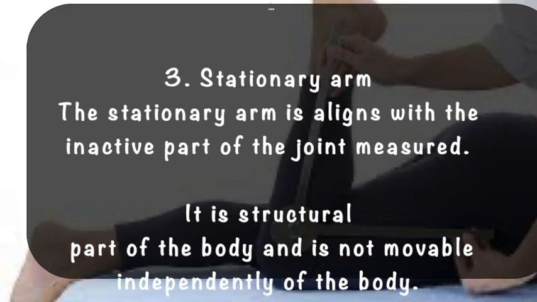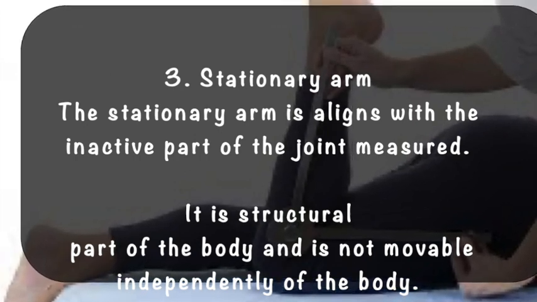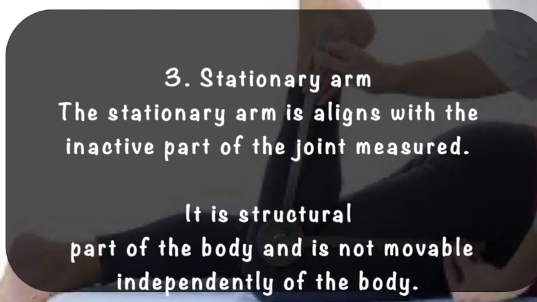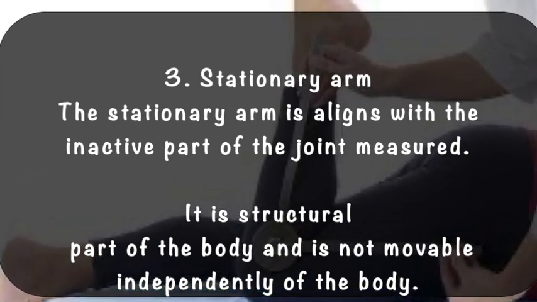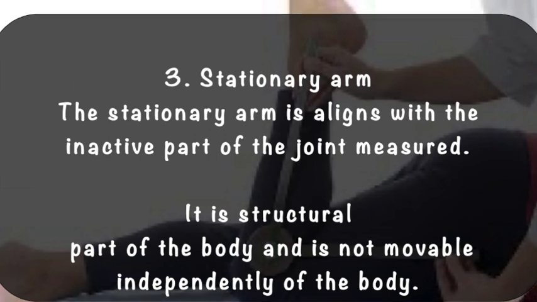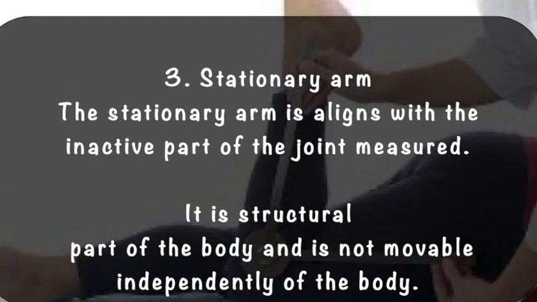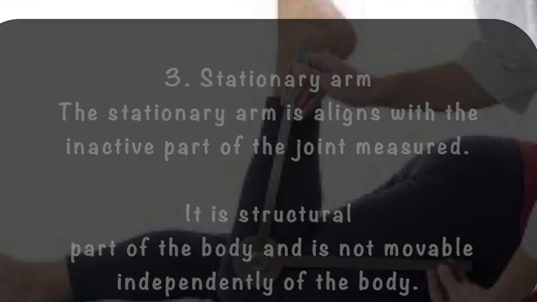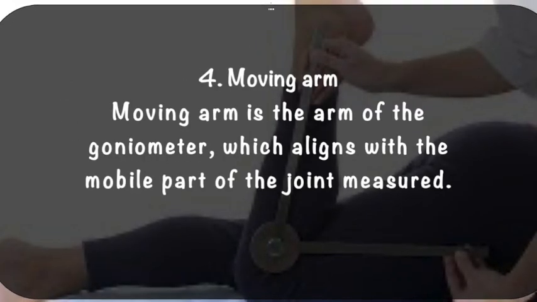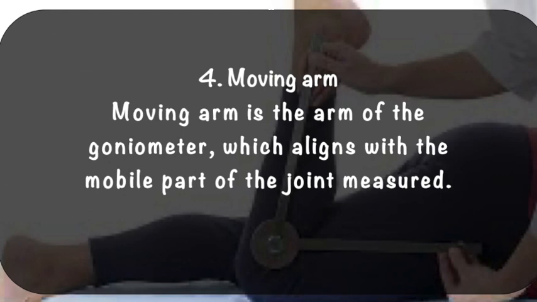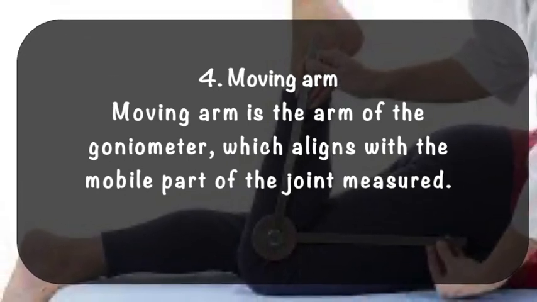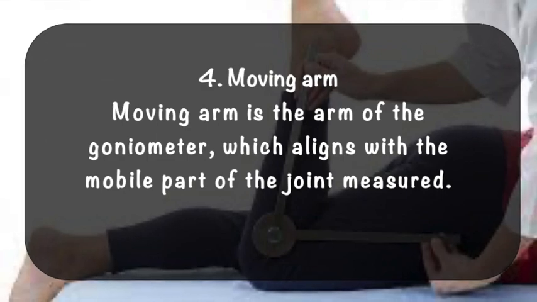Next one is stationary arm. So this arm is aligned with the inactive part of the joint measured, or you can say the stationary part of the joint. It is a structural part of the body and is not movable independently of the body. And the last one is moving arm. So this arm of the goniometer is aligned with the mobile part of the joint to be measured.